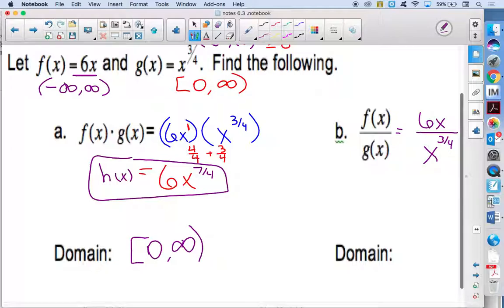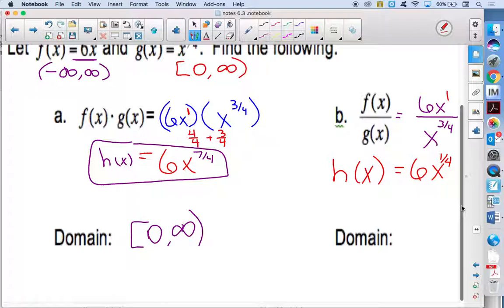Caitlin, do you remember what to do with these exponents when you're dividing? So what do we do with these exponents, Caitlin? Caitlin says she's not sure. Anybody remember what you do with the exponents? Kate? Yeah, you subtract them. So now we're subtracting instead of adding. So remember, when you're multiplying, you add the exponents. When you're dividing, you subtract the exponents. So Kate, if we have 1 minus 3/4, that just leaves us with 1/4. So 6x to the 1/4.